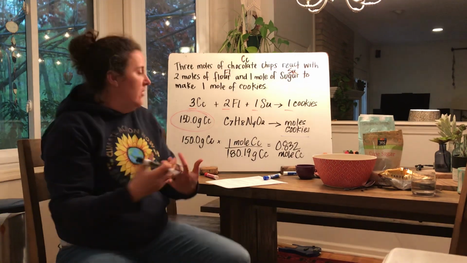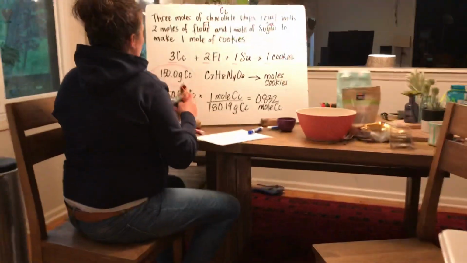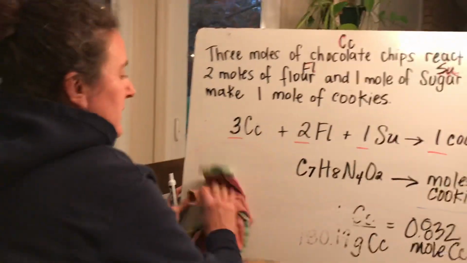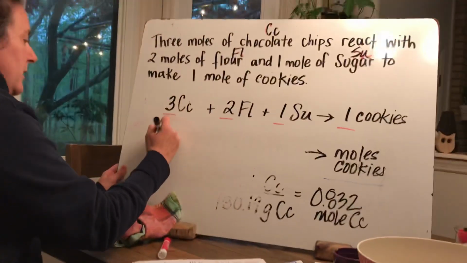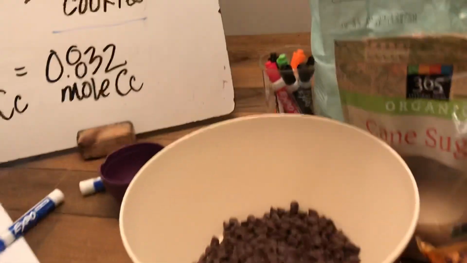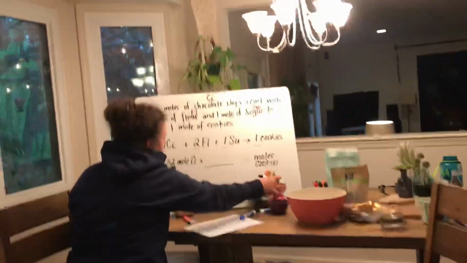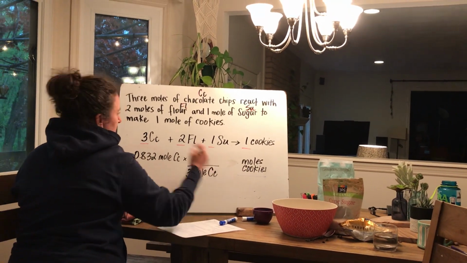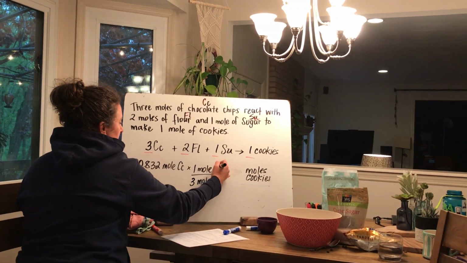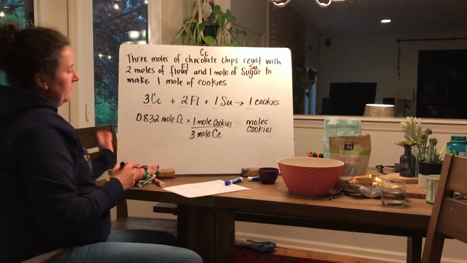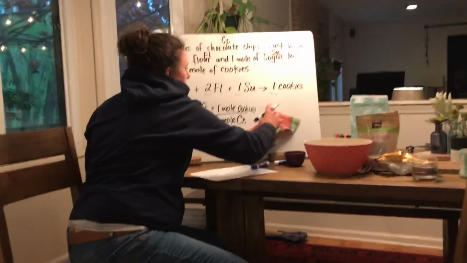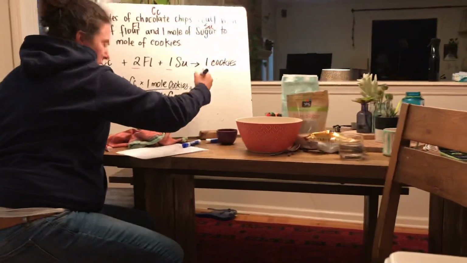I want to convert now from moles of chocolate chips to moles of cookies. So how am I going to do that? Well, I now know that I have 0.832 moles of chocolate chips, so I'm going to start there. Now I'm going to use the mole ratio from my balanced chemical equation above. I know that for every 3 moles of chocolate chips, I'm going to yield 1 mole of cookies. So all I need to do is take that 0.832 moles and divide it by 3 to get the moles of cookies that I would make with those ingredients.